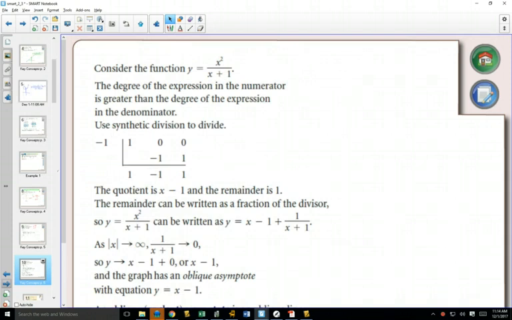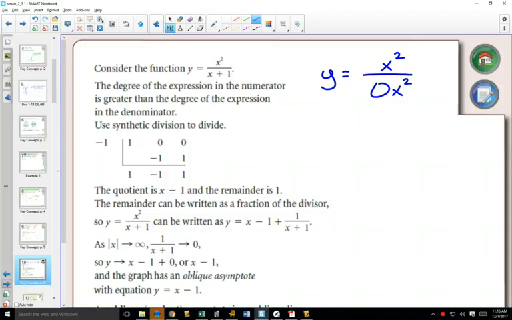Now here's the case, x squared over x plus 1, where if you look at your highest power, if we use that same strategy, my highest power is x squared. I have 1x squared on the top. I have no x squared on the bottom. Something divided by 0 is not possible. Okay? So this may occur in an oblique asymptote.